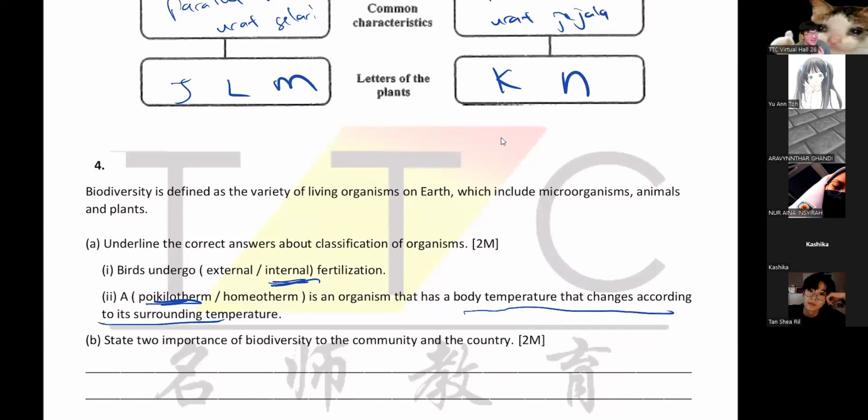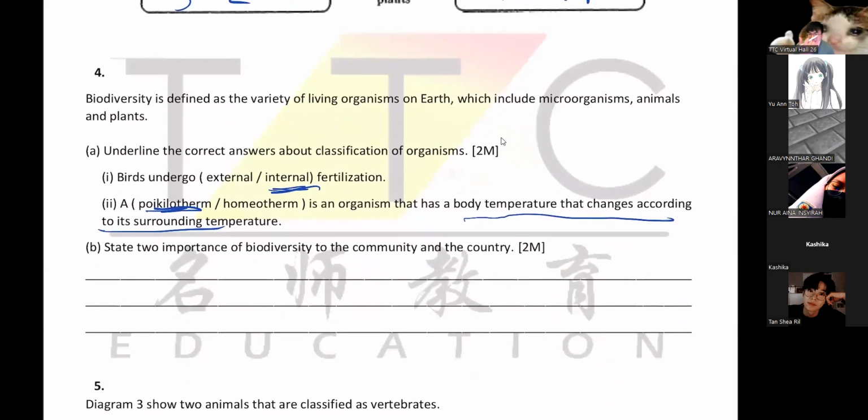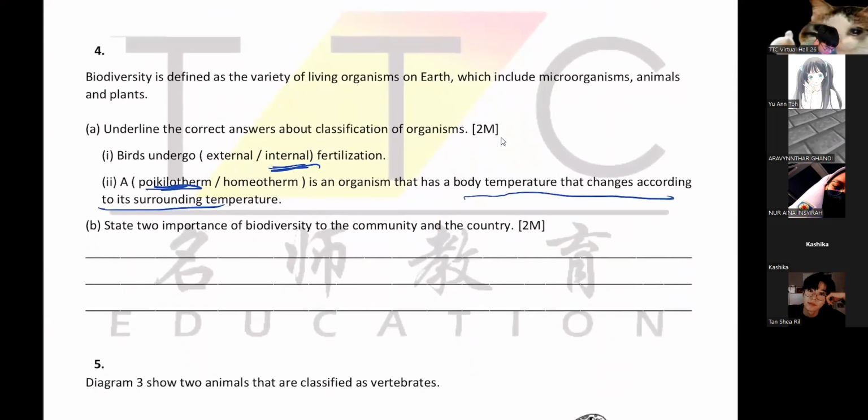It's a Sunday, right? Okay, so B, state 2 importance of biodiversity to the community and the country. Wow, we have 6 functions there. 6 importance there. You can say it's a source of food. Okay, sumber makanan. You can say it's a raw material. Okay, raw material. Bahan mentah.